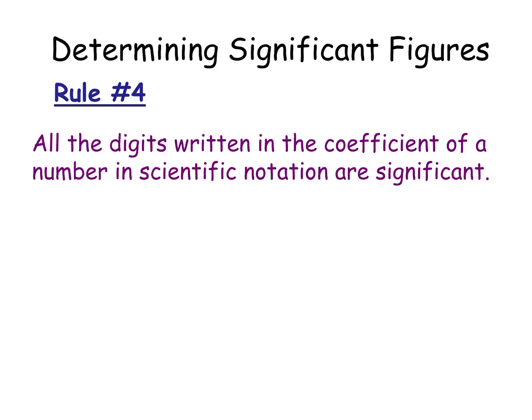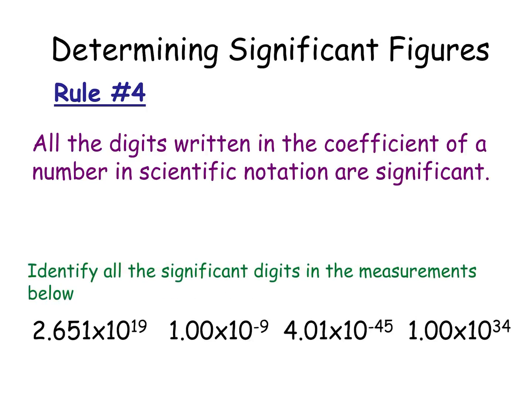So now, if you have a number in scientific notation and you need to worry about sig figs, all of the digits in the coefficient of a number in scientific notation are significant, which means you don't have to put the number in the standard form in order to determine how many sig figs there are. So I intentionally gave you some pretty big exponents to show you that it's not important. So I am not going to move my decimal place 19 spots to the right.